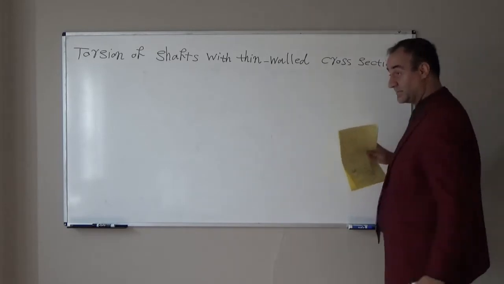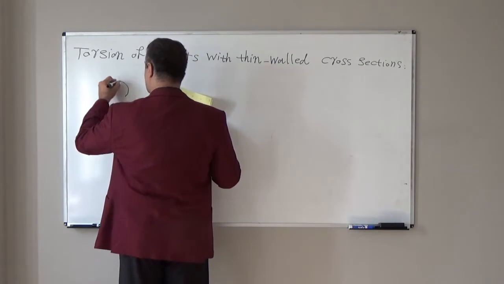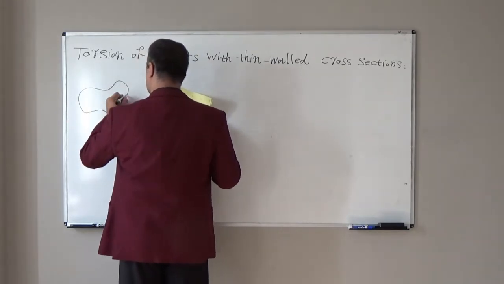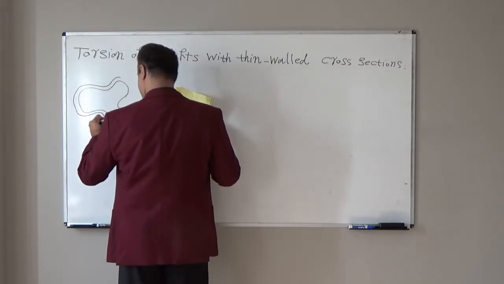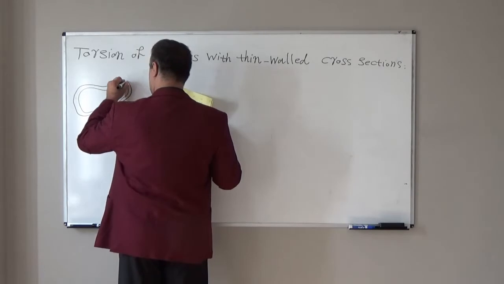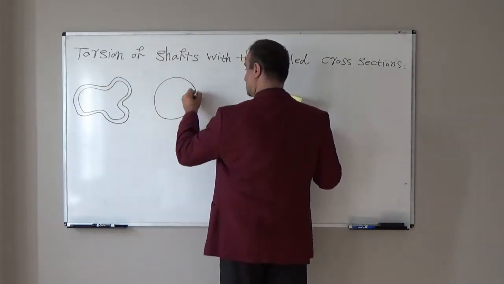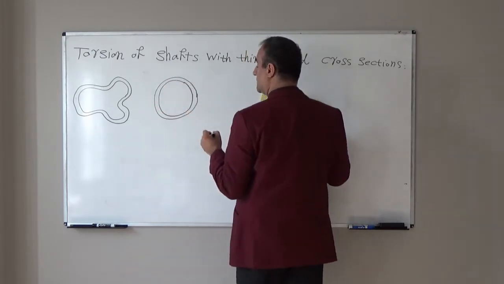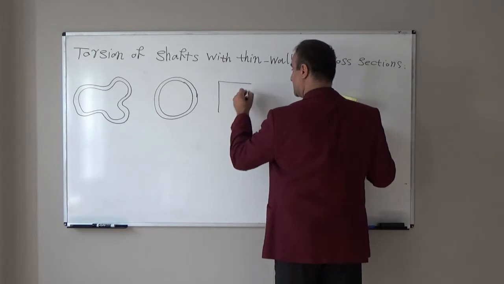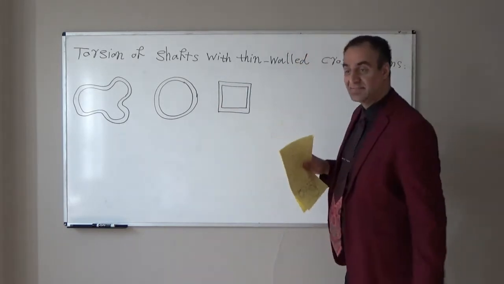What does that mean? A thin-walled cross-section can have any type of shape. For example, something like this, or a circular shape, something like this, or a square shape, something like this. But it is a closed section and thin-walled.